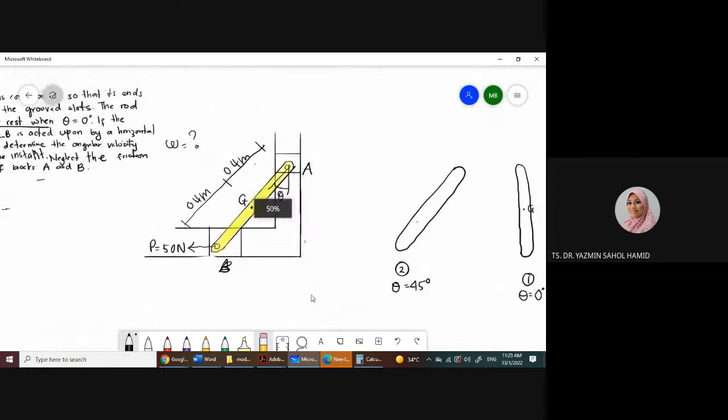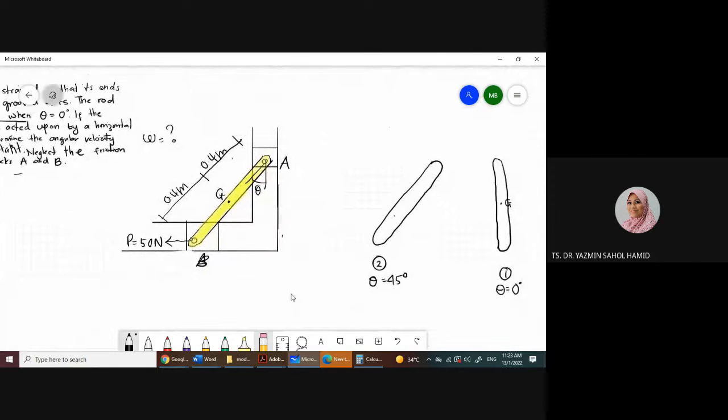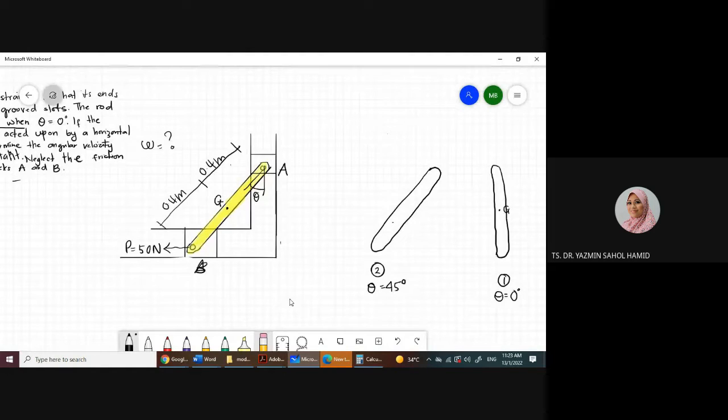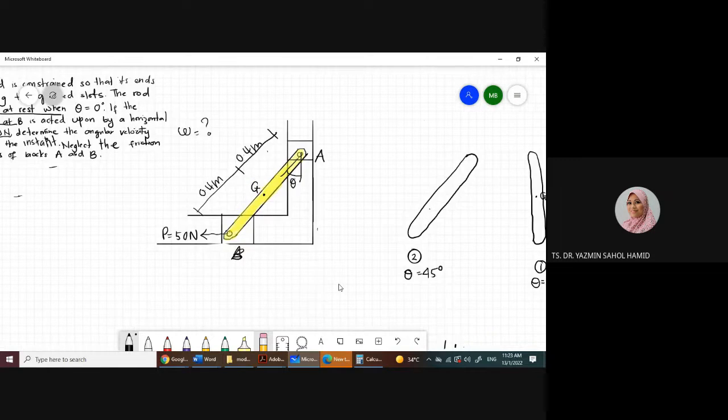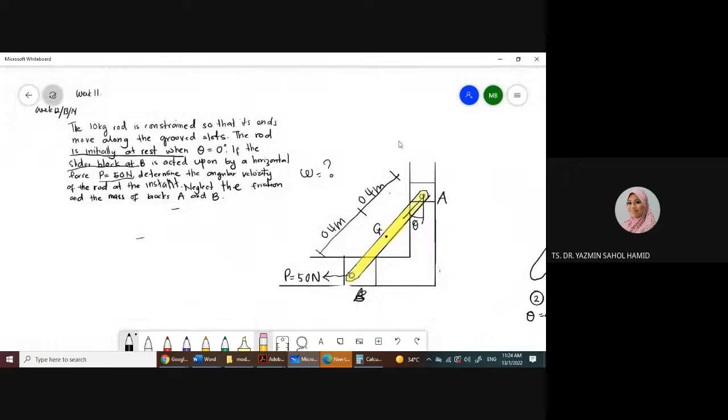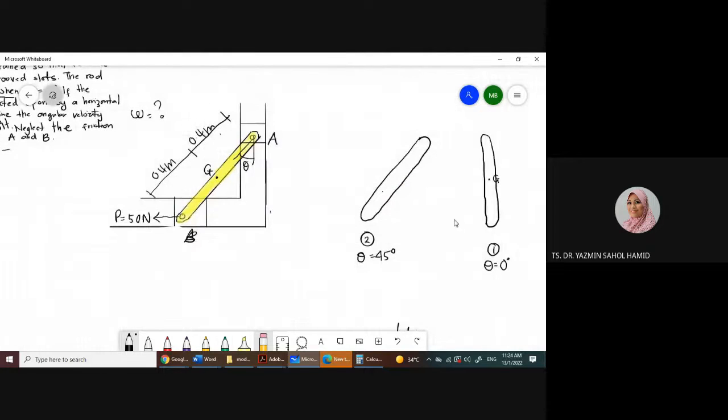Okay, now. When you see this question, they ask you to calculate the angular velocity. Which method do you want to use to solve this problem? Do you want to use the principle of work and energy, or the impulse and momentum method? Which one? Don't know? Now, is there any time in this? There isn't, right? So obviously, it gives the displacement. What is happening here to the rod?